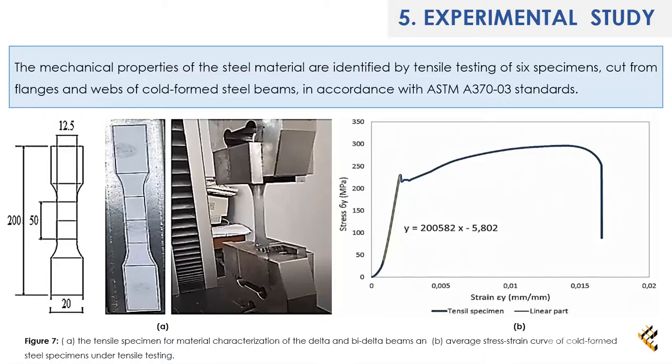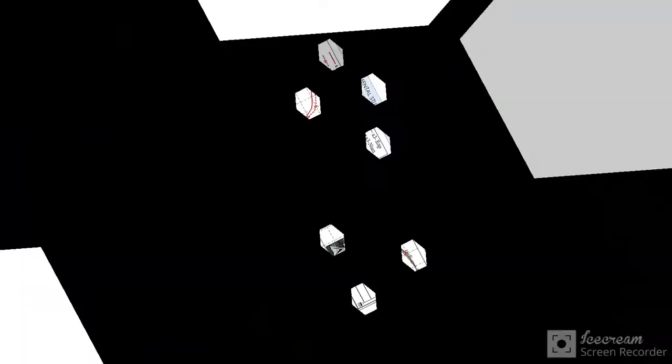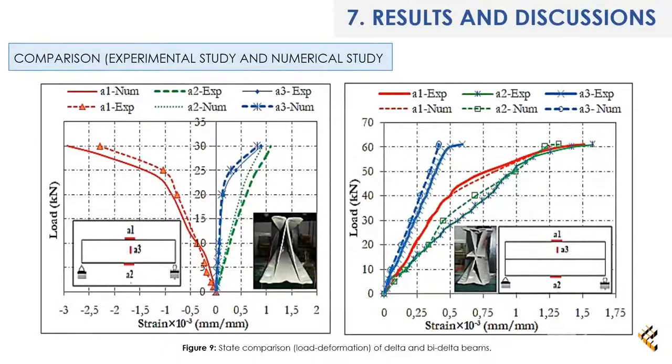Numerical study. The choice of the ABAQUS software is thanks to its great performance in nonlinear numerical analysis. The A2 gauges show the large deformations are in the upper and lower flanges. The A1 gauges present a negative deformation. The delta beam showed great displacements, especially concerning the middle comparator C1.